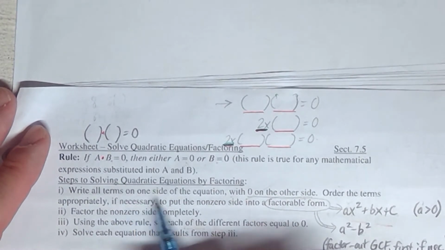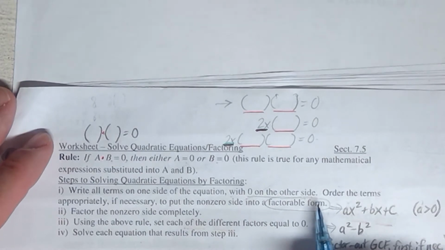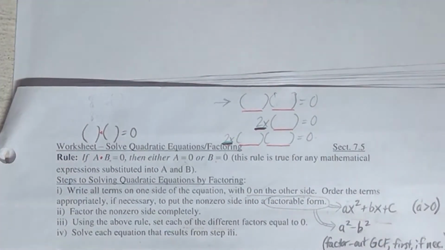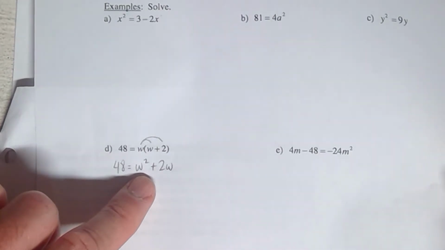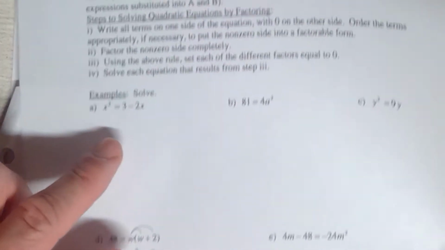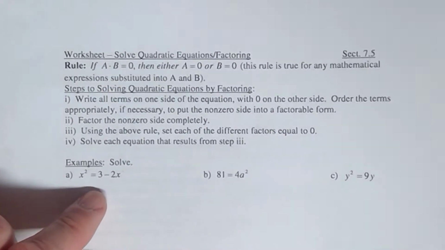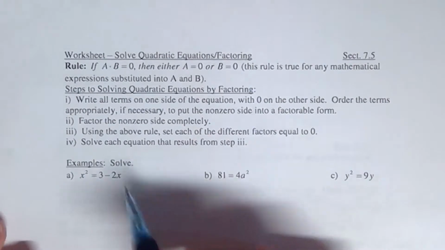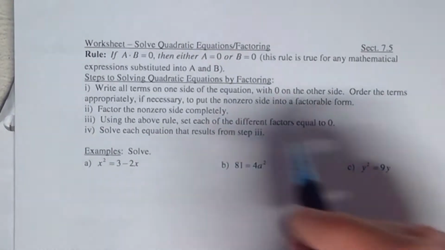What we need to do is write all the terms on one side of the equation with 0 on the other side. If there are any parentheses involved, such as in problem D right here, then you get rid of those first. I didn't mention that in the step there, but that's something you need to remember. So we want to move all the terms. Let's go to problem A here. We'll do that first, and then you'll see how each one of these steps works.